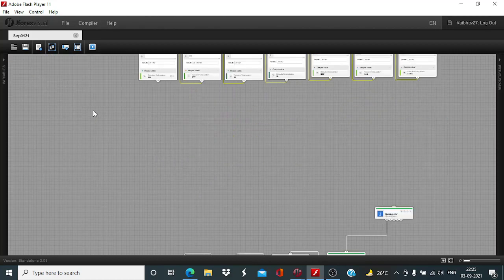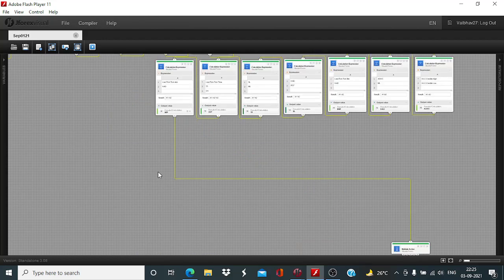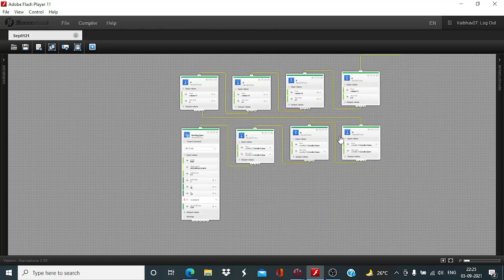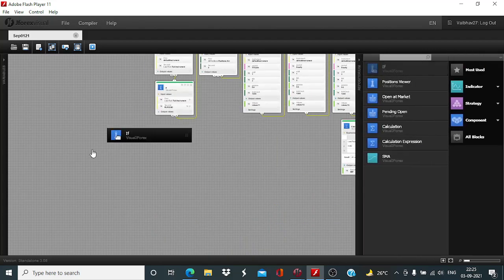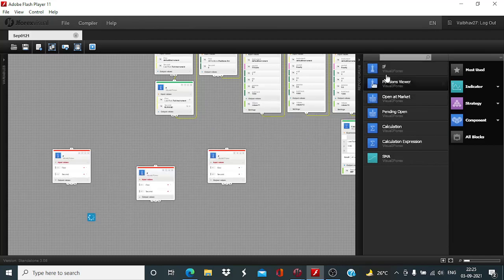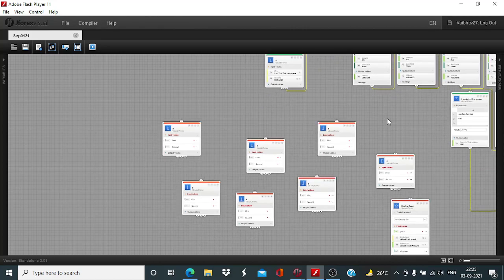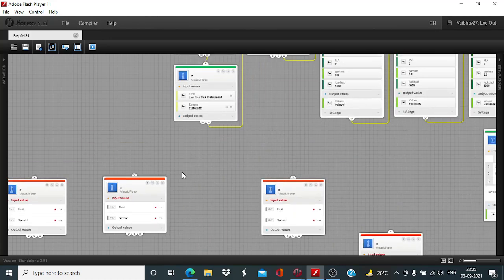And then we join it to multiple action. Now we have to use 7 if blocks in all, and after that one trade command block. So let me add 7 if blocks and one trade command block. 1, 2, 3, 4, 5, 6, 7, and one pending order. Okay, so we have this in place.